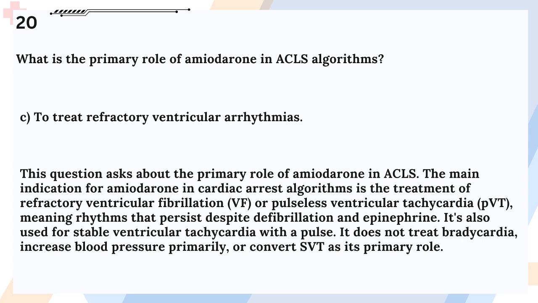Answer: C. To treat refractory ventricular arrhythmias. This question asks about the primary role of amiodarone in ACLS. The main indication for amiodarone in cardiac arrest algorithms is the treatment of refractory ventricular fibrillation, VF, or pulseless ventricular tachycardia, meaning rhythms that persist despite defibrillation and epinephrine. It's also used for stable ventricular tachycardia with a pulse. It does not treat bradycardia, increase blood pressure primarily, or convert SVT as its primary role.